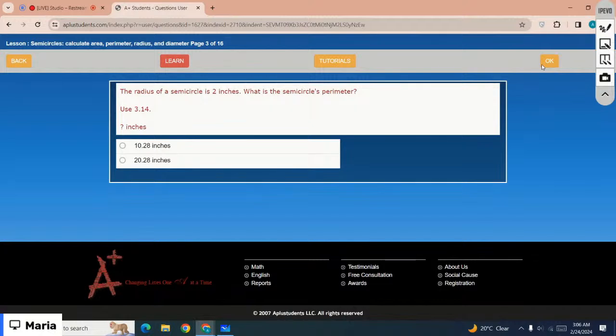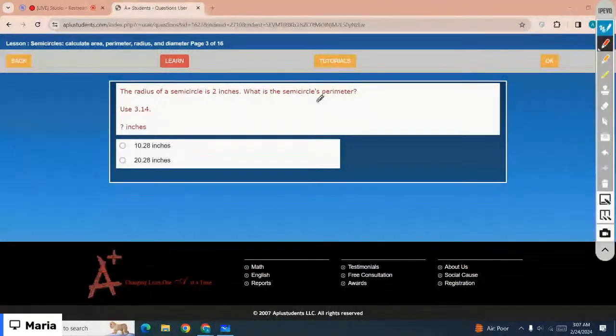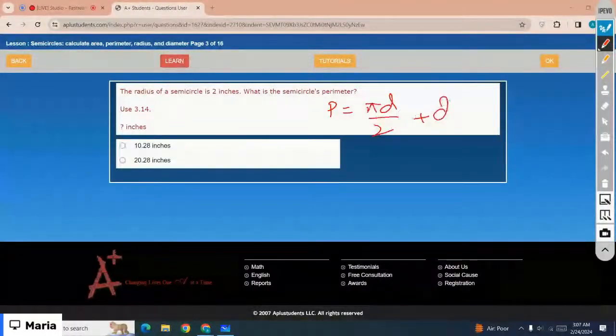You are given that the radius of a semicircle is 2 inches. What is the semicircle's perimeter? You need to calculate the semicircle's perimeter. We know that the perimeter is pi d over 2 plus d. You are given the radius, which is 2 inches. You need to calculate the diameter, and the diameter is twice the radius. So that would be 2 times 2, that equals 4. So now you have d equals 4. Just replace d by 4, substitute the values and do the calculations.